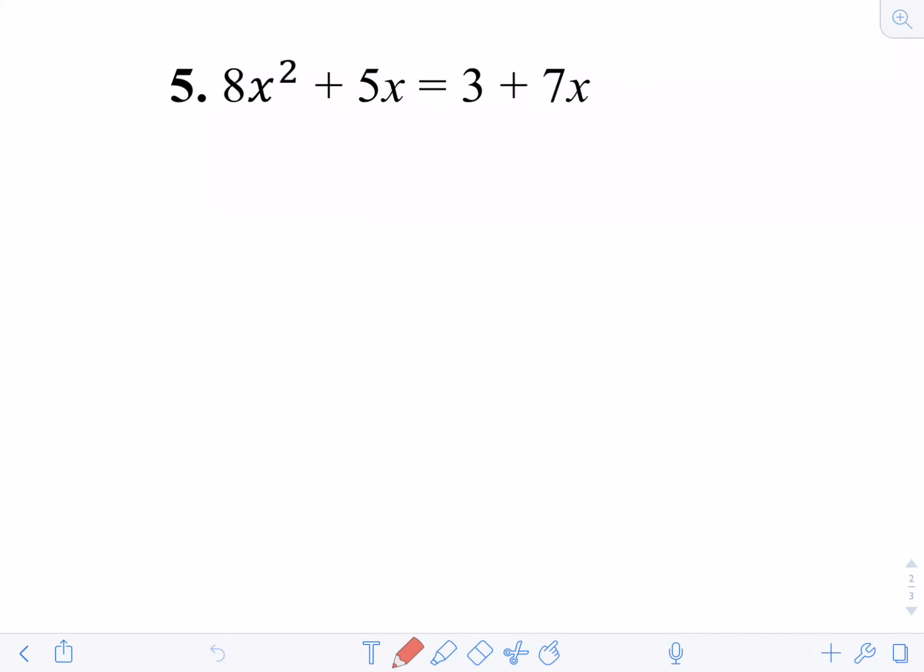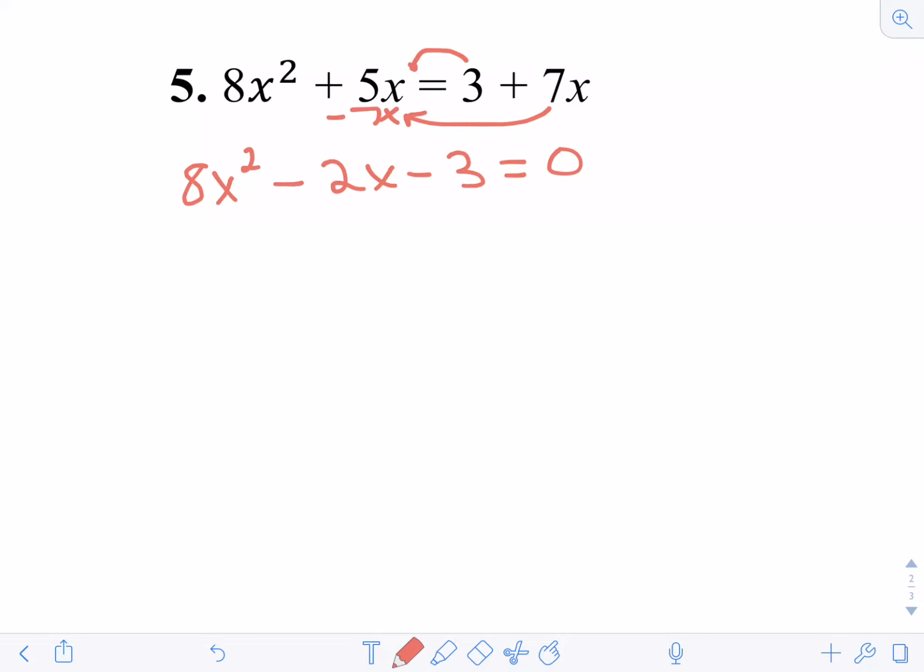Okay, first thing that you need to do is you need to get everything on the same side. So here, you're going to have to bring the positive 3 over, it becomes a negative. Here, you're going to have to bring the x over, so it's going to become a negative. So when we simplify this, you have 8x squared. Here, 5 minus 7 would give me a negative 2. And the positive 3, when we move it over, becomes a negative.